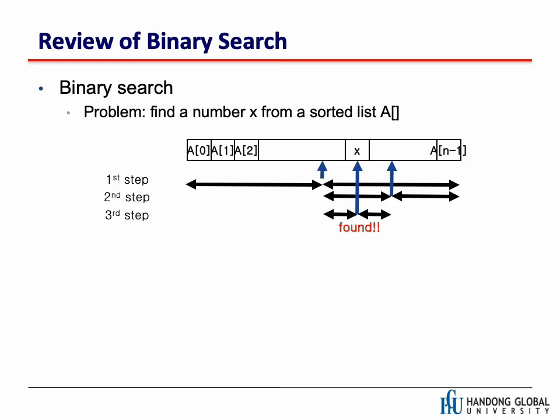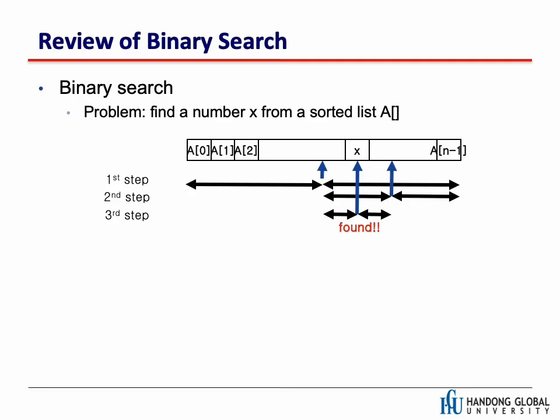Let's refresh our memory about binary search. Given a sorted list A, we want to find a target number x. Since this one is sorted, we don't have to look at all the elements one by one. Instead, we can look at the middle element first. If the middle one is smaller than our target number, then we can ignore the left half and focus on the right half. On this right half, we do the same thing.